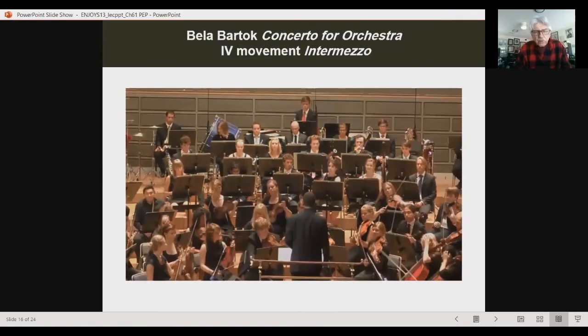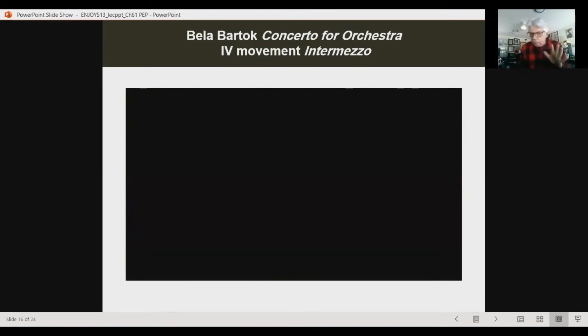Okay, that is the fourth movement. Remember, it's 5 movements altogether. But this music is very entertaining. It's very accessible. It's full of humor and wit, and it's neoclassical music. There's a lot of dissonance, but it's in a very entertaining way.